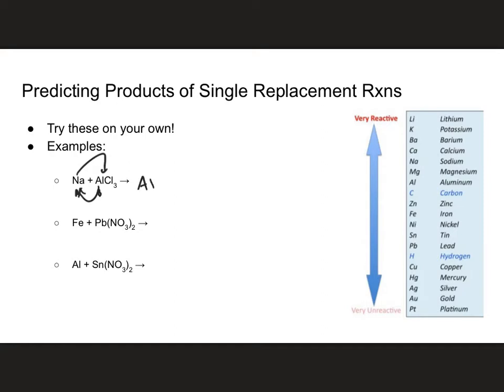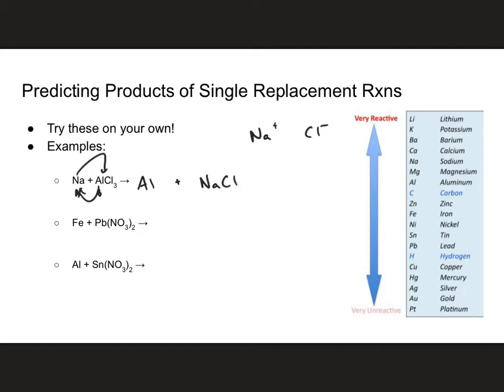Well, the Al is really easy, right? We can predict that. The second thing that we're going to get, though, is not just NaCl3, right? Sodium forms +1 ions, chloride forms -1 ions. So the other product is sodium chloride, NaCl.